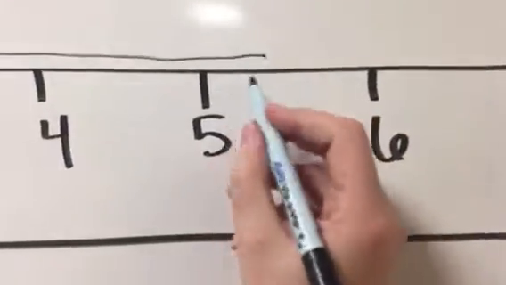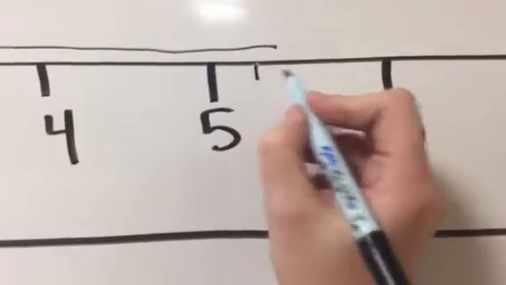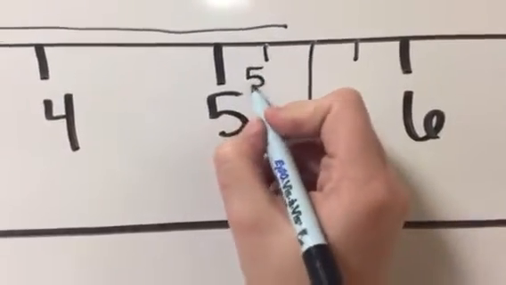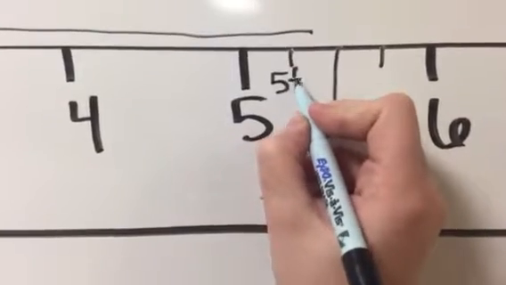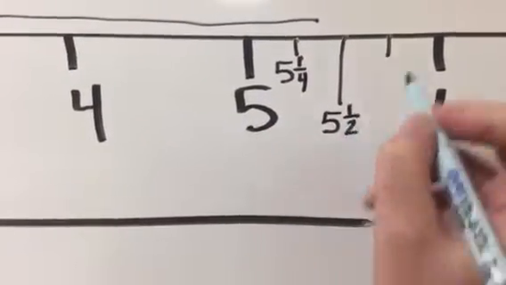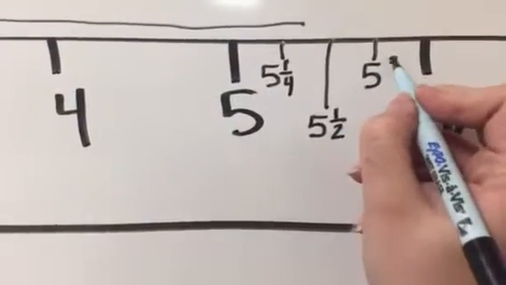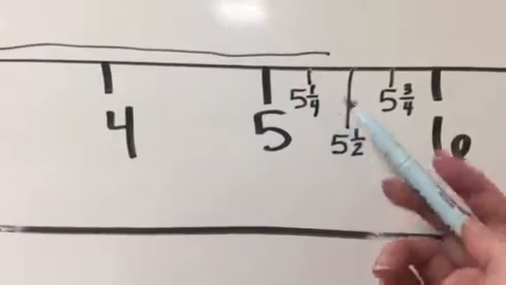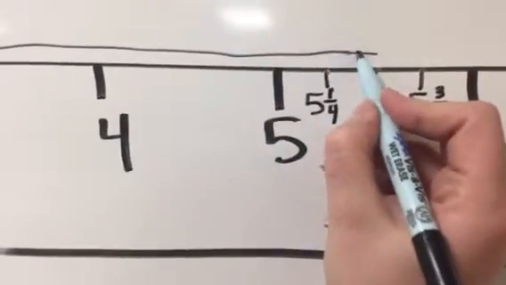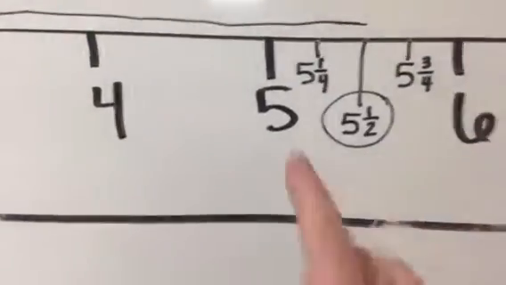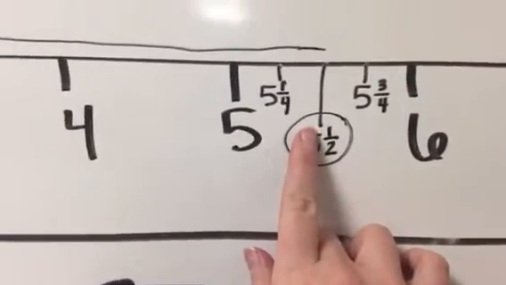If I divide between, I know it's between 5 and 6, so let me divide up my 5 and 6. This is 5, and what's my first one? 1 fourth. This is 5 and 1/2, and this is 5 and 3 fourths. So this object is really close. Gosh, I'm not even going to pull it up here. I'm going to say it's really close to 5.5.